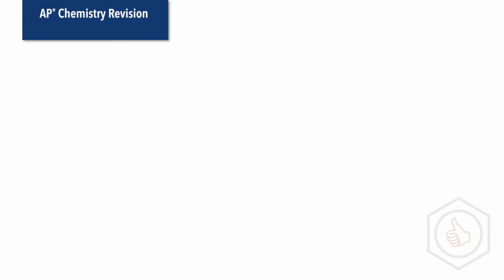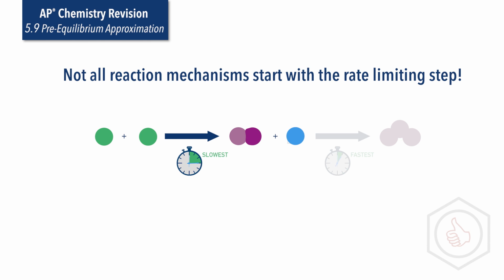Hello, so this is a revision video for AP Chemistry 5.9, Pre-Equilibrium Approximation. Not all reaction mechanisms start with the rate limiting step. In some cases, the first step is fast and reversible before the slower rate limiting step occurs.